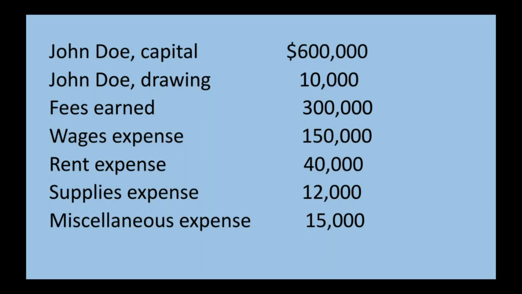This is the information we will be using to make our closing entries. We have a John Doe capital account of $600,000, John Doe drawing $10,000, fees earned $300,000, wages expense $150,000, rent expense $40,000, supplies expense $12,000, and finally miscellaneous expense of $15,000.